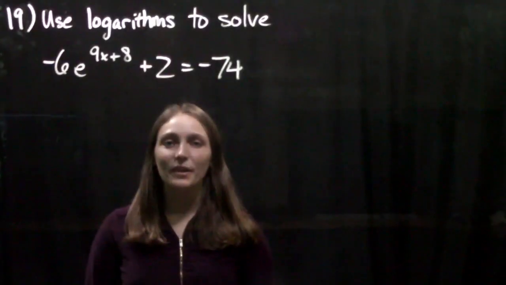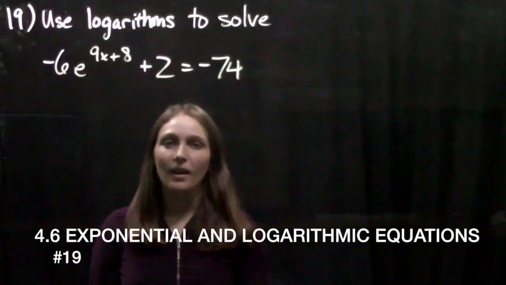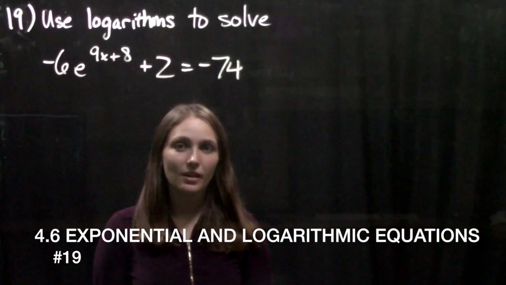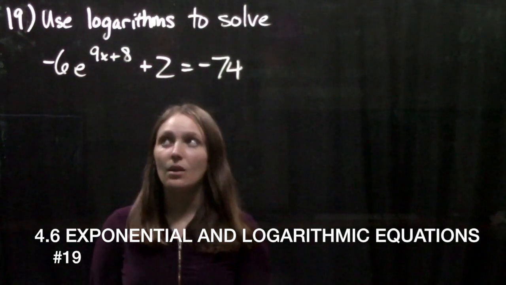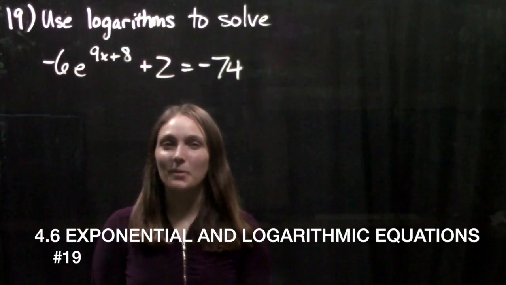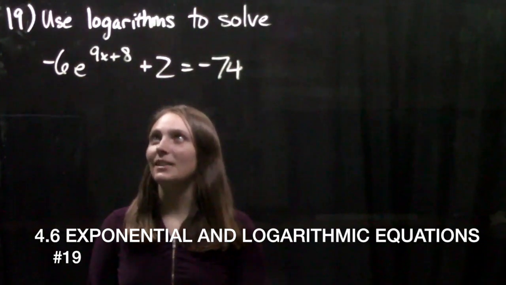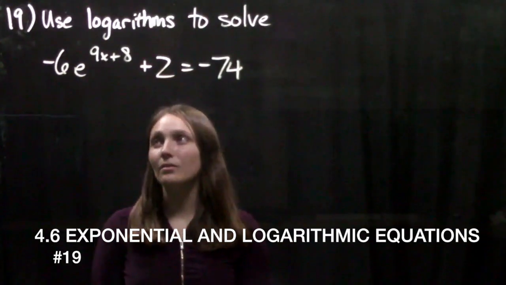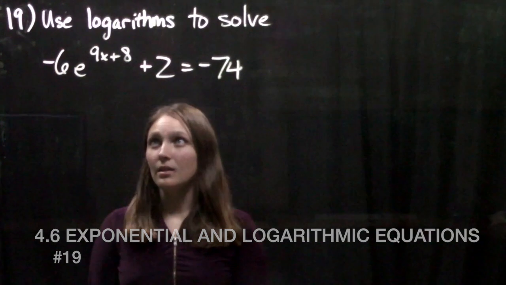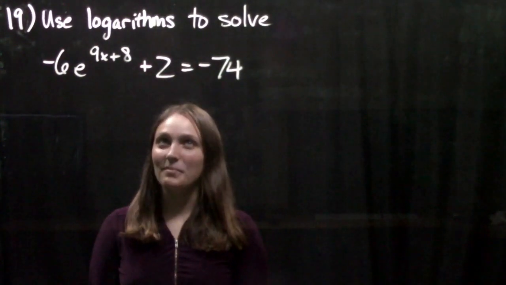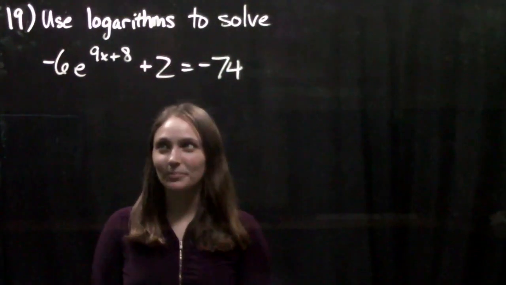Hey guys, in this video we're in chapter 4 on exponential and logarithmic functions, and we're in section 6 on exponential and logarithmic equations. And we're doing problem 19, which says use logarithms to solve -6 times e to the 9x plus 8, plus 2 equals -74.